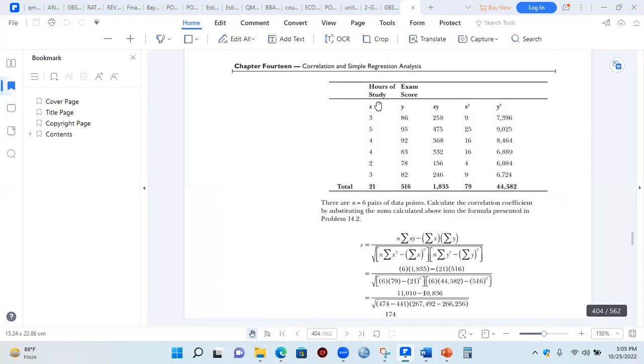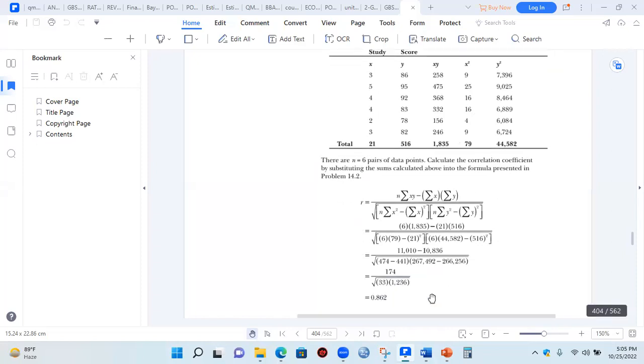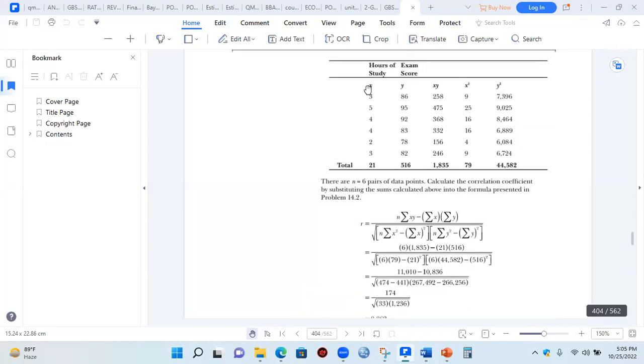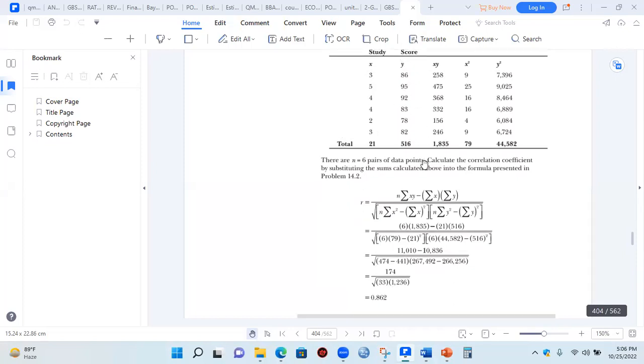We'll come up with this table here: values of X and the values of Y. XY is here, X squared is there, and Y squared is there. So we have the totals. So R is given by N summation XY, and that's it. The value is summation of X, summation of Y, then N, the variation in X, and the variation in Y. When you substitute these figures, you're going to find your R as 0.862. So this tells you that there's a positive relationship between the hours you study and the exam score.